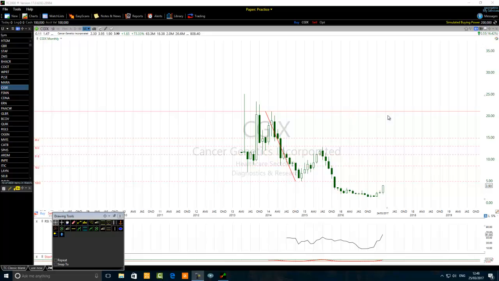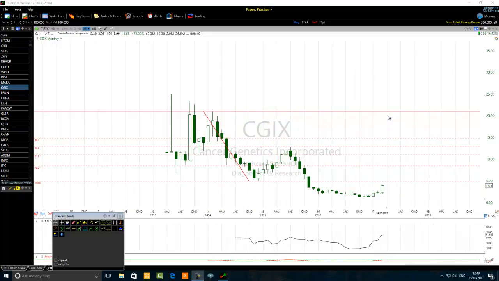Let's get started. We are on a monthly chart of Cancer Genetics Incorporated, epic CGIX, Charlie Golf India X-Ray. This is a healthcare sector stock in diagnostics and research. And we want to talk about Fibonacci trader reveals unique Fibonacci tactics.